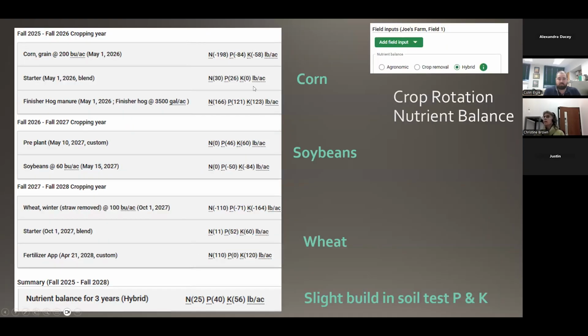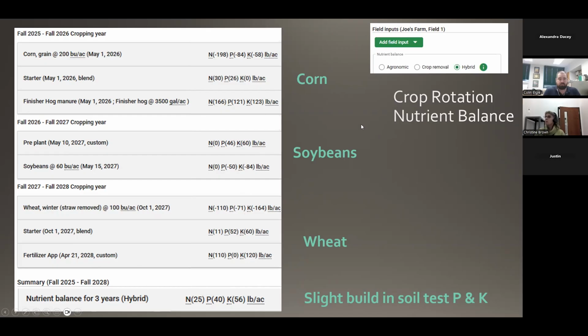And so now I'm taking that same crop rotation, but I'm adding my finisher hog manure in the spring. I'm adding some starter as well, because I don't expect all that nitrogen is going to be available right away. And then for the soybean year, I'm not adding, oh no, I am. I'm adding a little bit of fertilizer. If I didn't add that fertilizer, then I would basically be balanced at exactly what the crop removes, whereas if I'm adding a little bit to build that soil fertility level, this is a good opportunity to apply it. And with the wheat, in this case, I'm just adding the starter and the fertilizer.